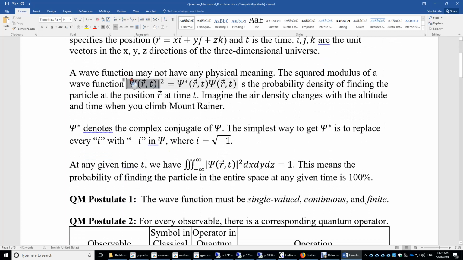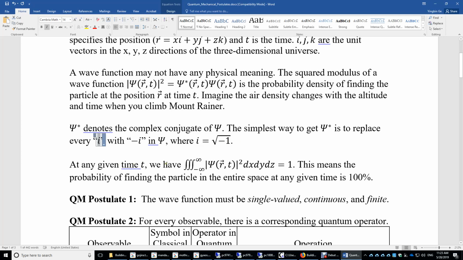So what is this squared modulus? The squared modulus of a wave function is equal to the wave function multiplied by the complex conjugate of that wave function. And what is a complex conjugate? The simplest way to get the complex conjugate of a wave function psi is to replace every single i with negative i, where i is the square root of -1. This means the complex conjugate of a real function is itself.